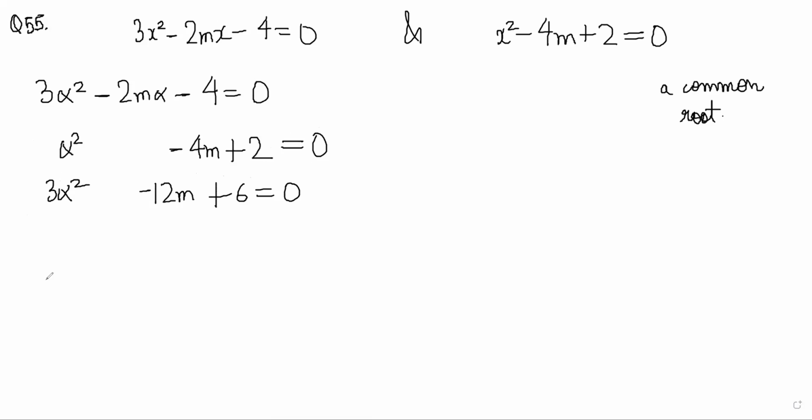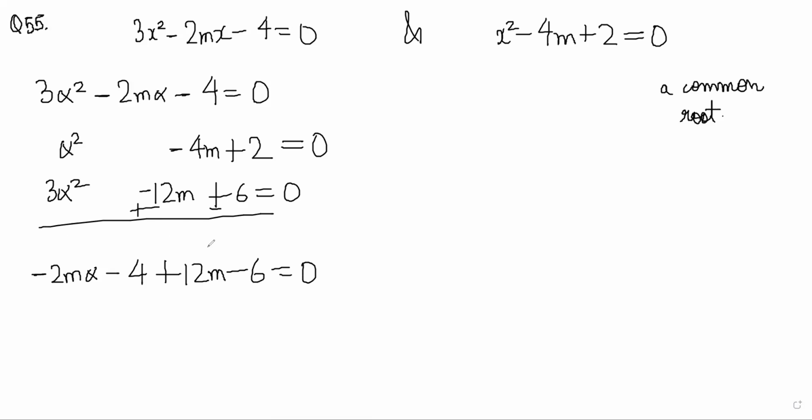So you will get minus 2m alpha minus 4 equals 12m minus 6. After subtracting, the signs will change here. So you can solve for alpha: 2m alpha is equal to 12m minus 10. So alpha will be equal to that divided by 2m. So 2 will cancel, 6m minus 5 by m. This is my alpha.